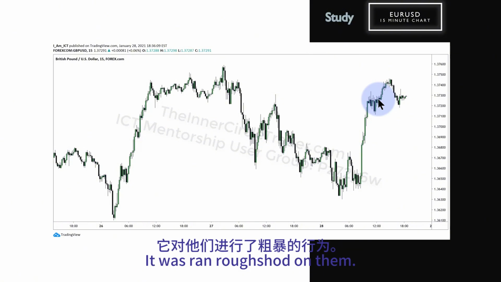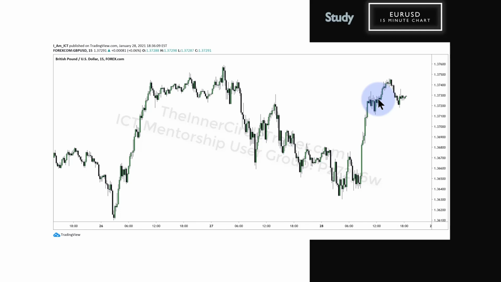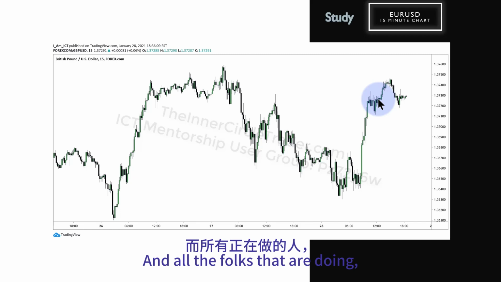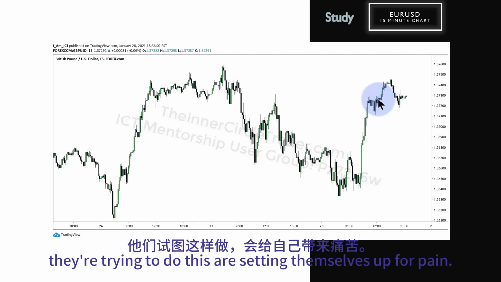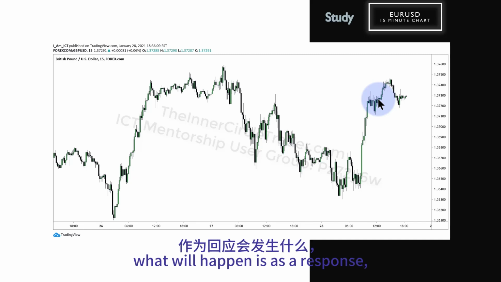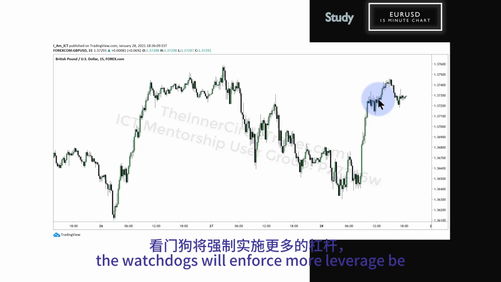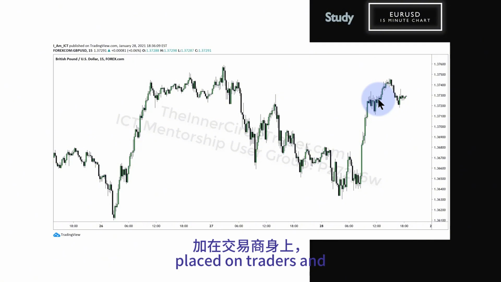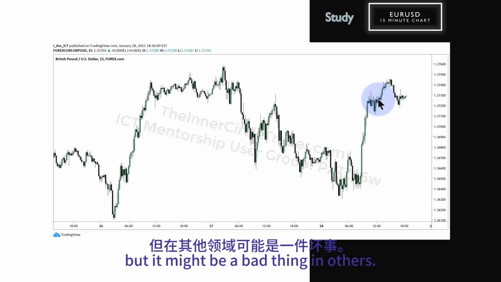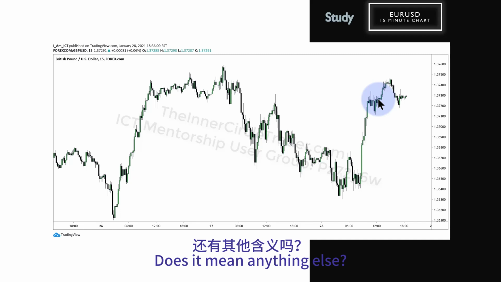It was ran roughshod on them, and that type of thing will increase if it continues. And all the folks that are trying to do this are setting themselves up for pain. And if it keeps happening, what will happen is, as a response, the watchdogs will enforce more leverage be placed on traders and more regulations. And that might be a good thing in some areas, but it might be a bad thing in others. Does it mean anything else?